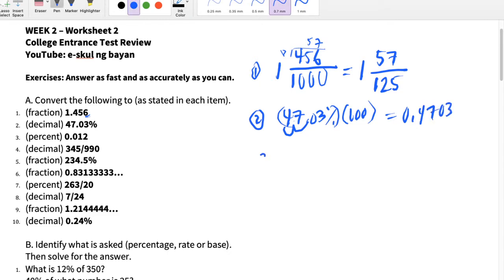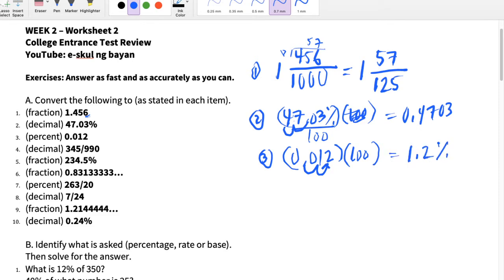Number 3, we have convert 0.01 to decimal 2%. What will you do? This one is divide by 100. Okay, number 3, multiply it by 100 or move the decimal place 2 units to your right. So here you will have 1.2%. Okay, number 4, decimal 345 over 990. Okay.